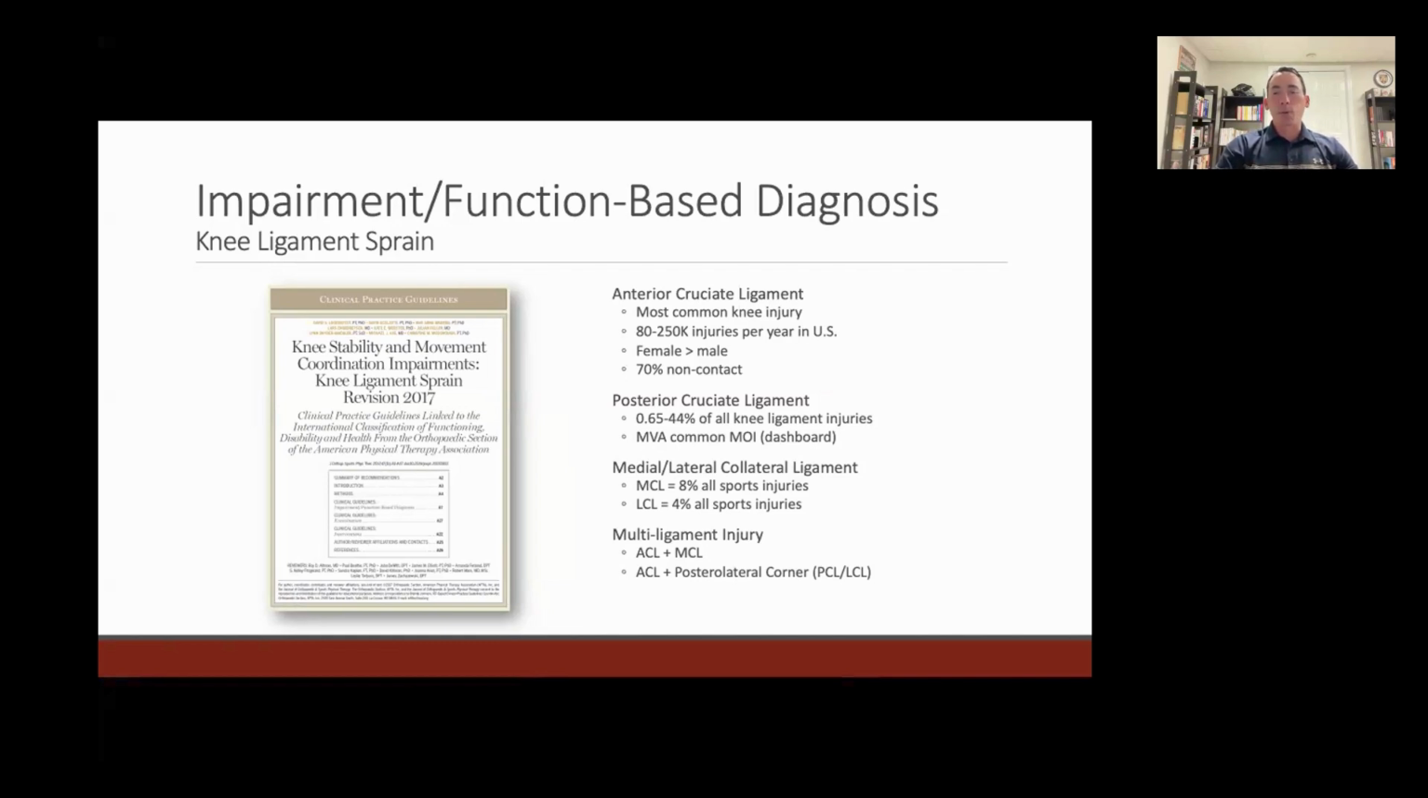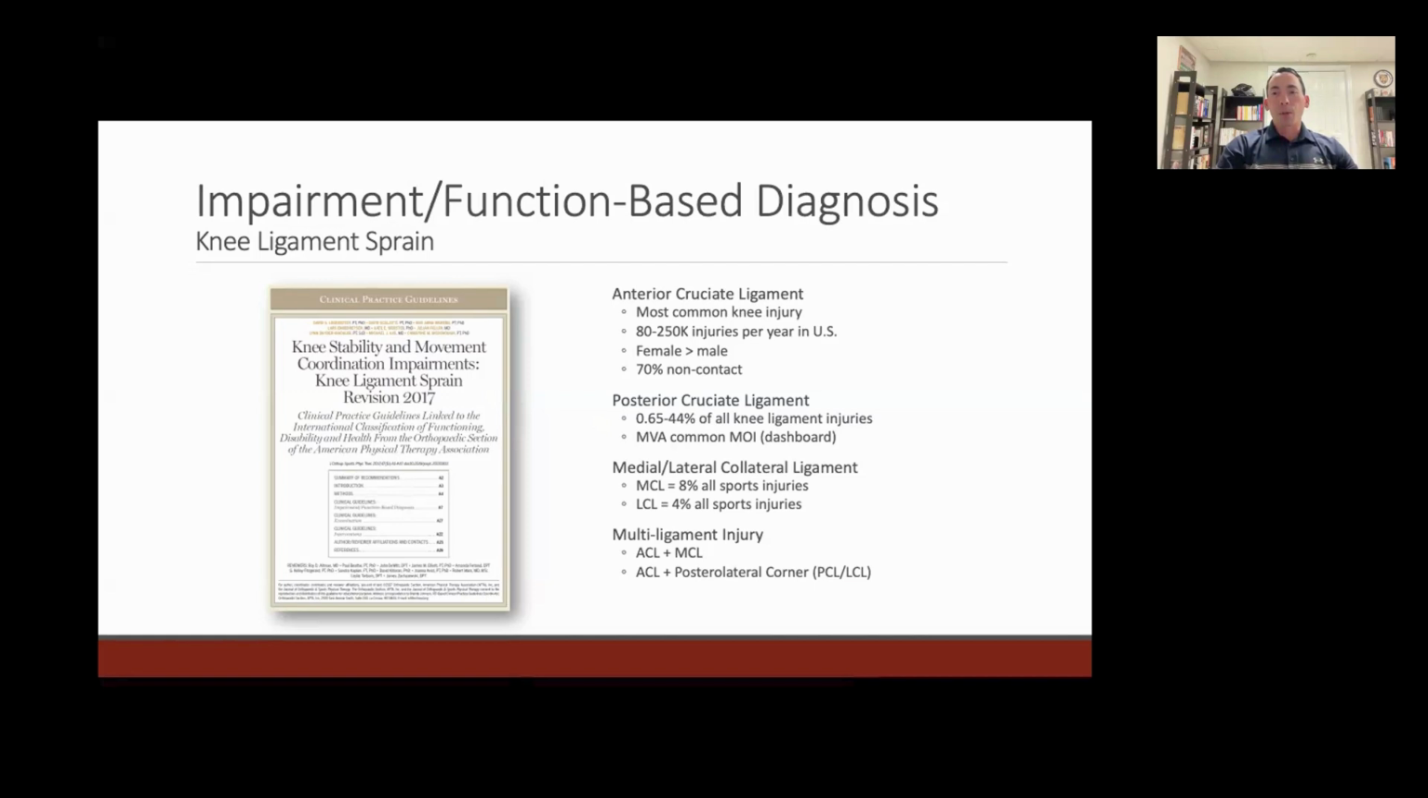Now, depending on the clinical setting, PCL injuries may account for approximately 1 to 44% of all knee injuries. And the classic mechanism for a PCL injury is a dashboard impact to the knee during a motor vehicle accident. PCL injuries are also common in sports such as soccer. The collateral ligaments account for 4 to 8% of all sports injuries. LCL injuries are usually a component of a more extensive posterior lateral corner injury.